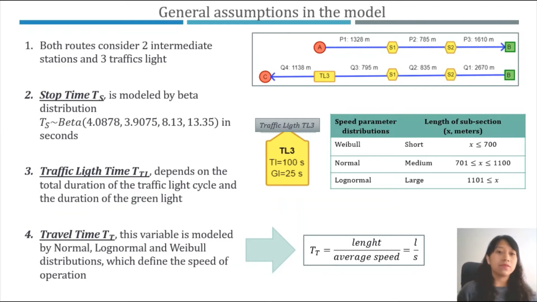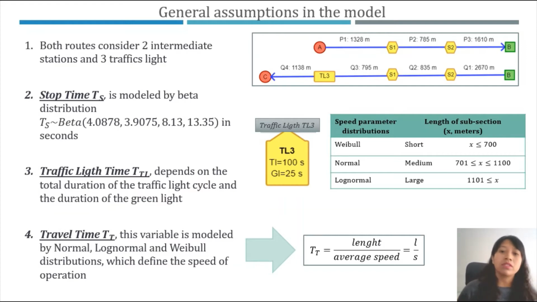Finally, the fourth assumption is about travel time. This variable is modeled by normal, log normal, and Weibull distributions. They are also defined from the field data of collected information. They model the average operation speed of the current Metrobus units in the line. Speed parameter is in meters per second. To get the travel time, first the average speed in each section is calculated. After that, we consider the section length and use this expression for the travel time.